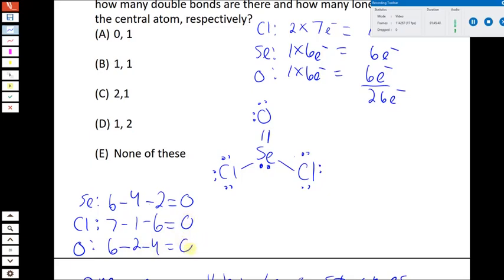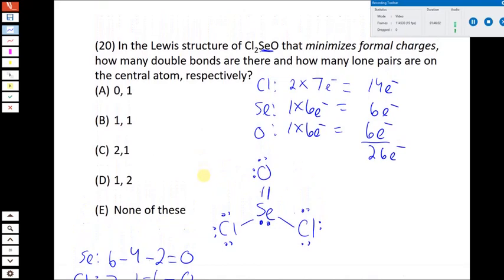So with this structure here, where we draw an Se=O double bond, it does exceed the octet on selenium. Selenium now has 2, 4, 6, 8, 10 electrons around it. So it does violate the octet rule, but this is what we'd have to do to minimize formal charges. So we're looking for how many double bonds. There's 1 double bond. And how many lone pairs on the central atom. There's also 1. So choice B would be correct: 1 double bond, 1 lone pair on the central atom. All right, questions on this one?